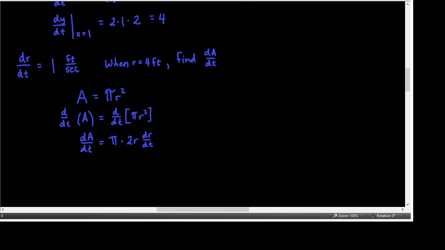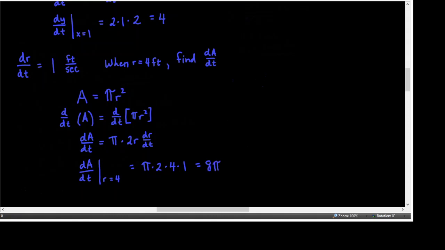Okay, so we're supposed to find dA/dt. So when are we supposed to do that? We're supposed to find dA/dt when r is 4. So that's going to be pi times 2 times 4 times, do we know dr/dt? Oh yeah, that was one of our first givens. dr/dt is 1. And so we end up with 8 pi.